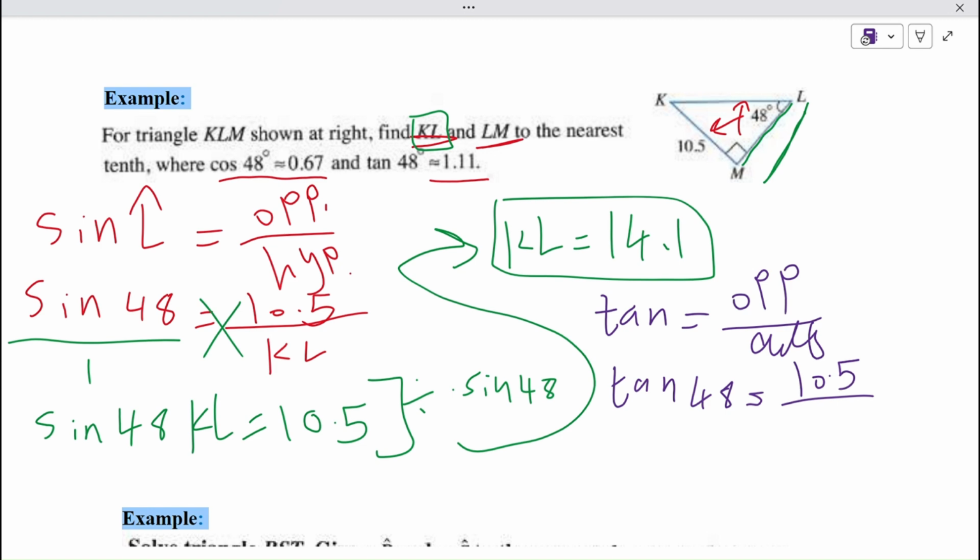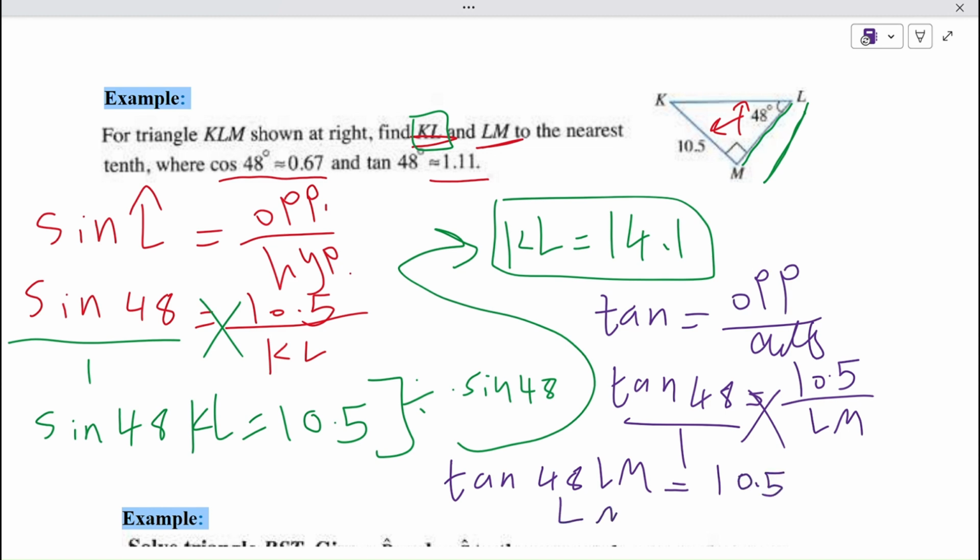Tan 48, let's multiply by each other. Tan 48 times LM is equal to 10.5. So LM is equal to 9.4. And KL is equal to 14.1. This is about the sides, guys. This is really easy. The trick with this kind of question is that you have to find out which rule you need to use for the request of the question.